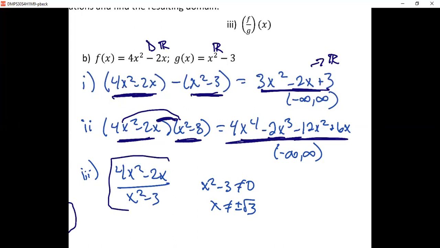And like before, if we divide them, by dividing them, we're creating a new issue that your denominator is not allowed to equal 0. And so what I did was I set my denominator not equal to 0, and then solve for that. Add the 3 to both sides, take the square root, and include both the positive and negative case.